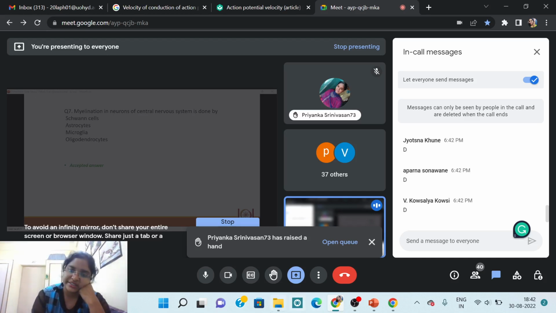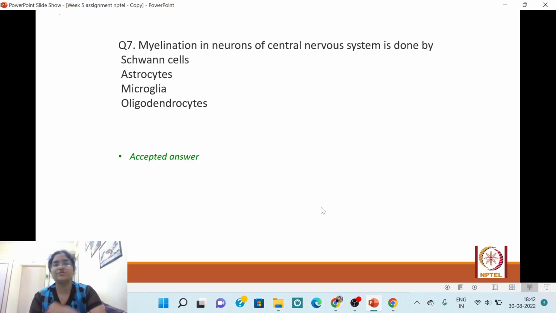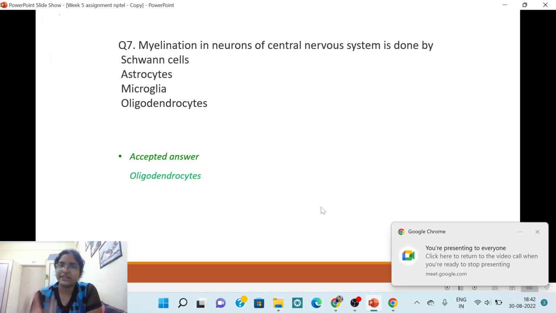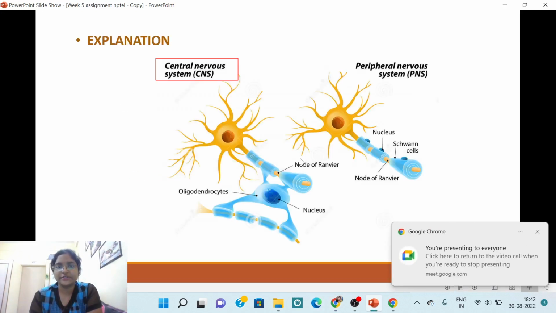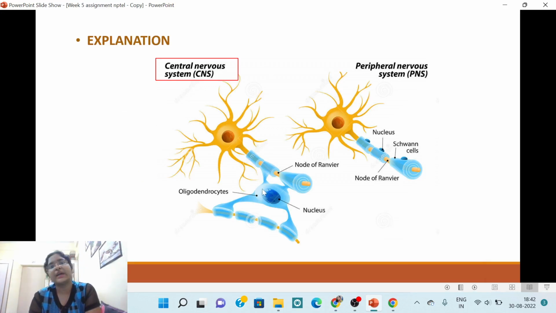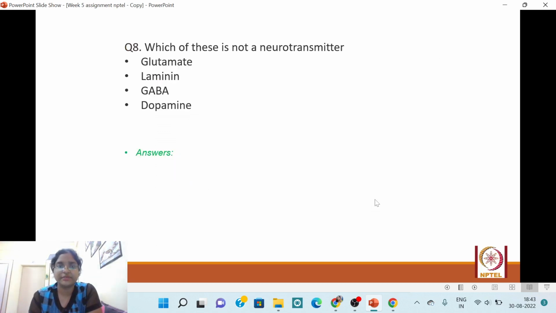Okay, we have already discussed the answers, so there is no point in waiting. The correct answer is oligodendrocytes, right? This is the central nervous system, and the myelination in the central nervous system is done by the oligodendrocytes, whereas in the peripheral nervous system it is done by the Schwann cells. I guess everyone must have learned it by now.